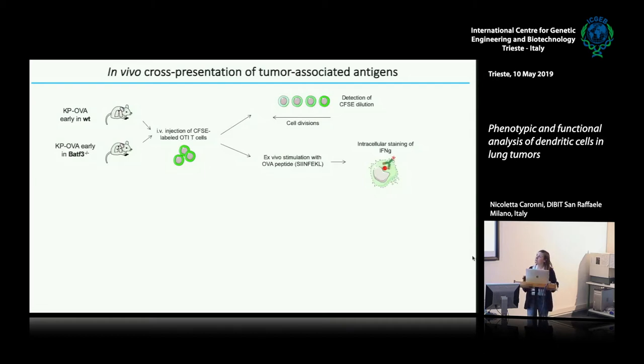Then, in order to be sure that it was dependent on DC1, or to have more hints on that, we performed the same experiment only at the early time point in wild type and BATF3 knockout animals. The BATF3 knockout animals do not have dendritic cells, not all the dendritic cells, but the cDC1, so the subset we are interested in. We injected both animals with CFSE-labeled OT1 T cells, and then we looked at the cell divisions of OT1, but we also re-stimulated ex vivo with the OVA peptide SIINFEKL in order to detect the production of interferon gamma by these cells. So if they produce interferon gamma and they proliferate, you will see.